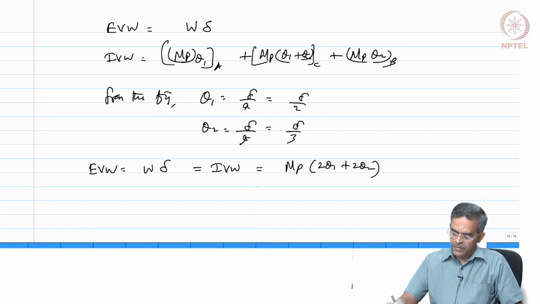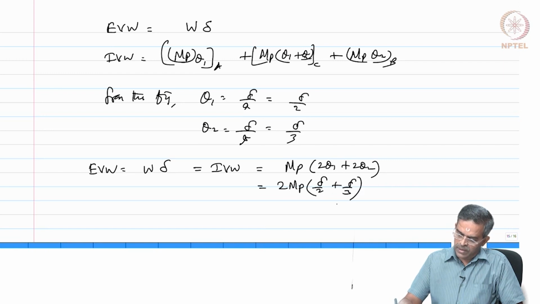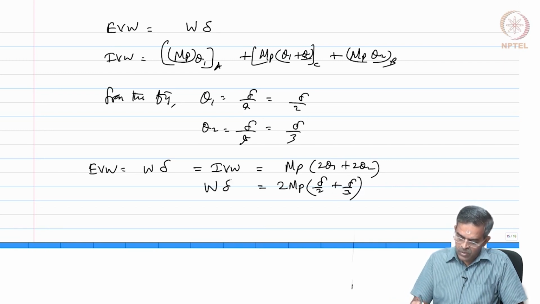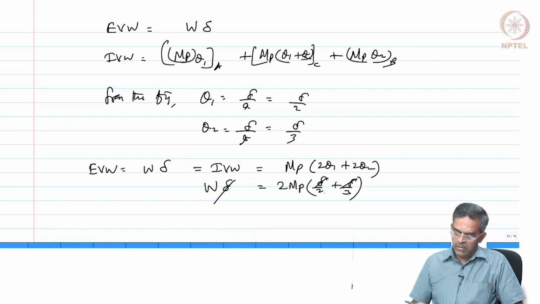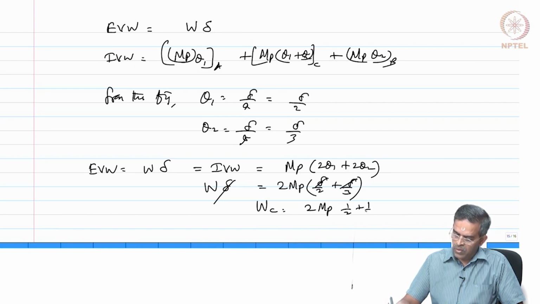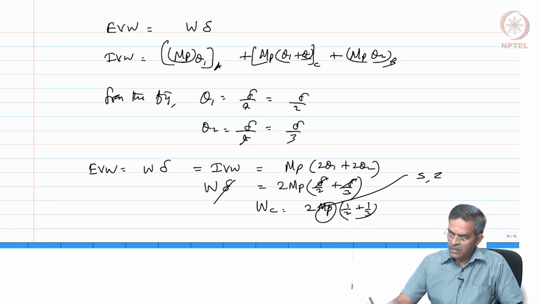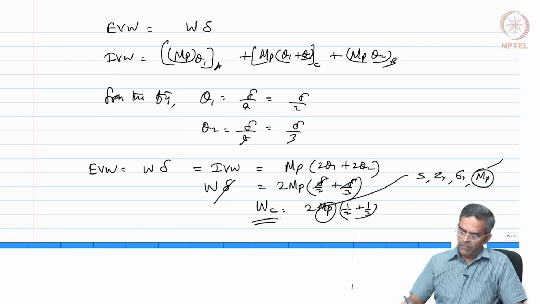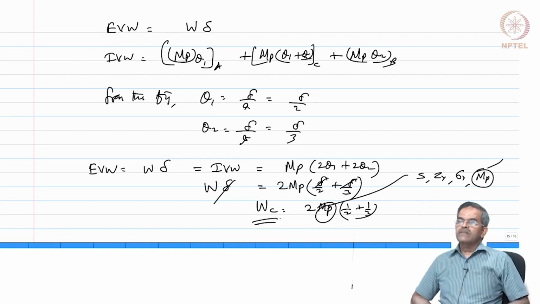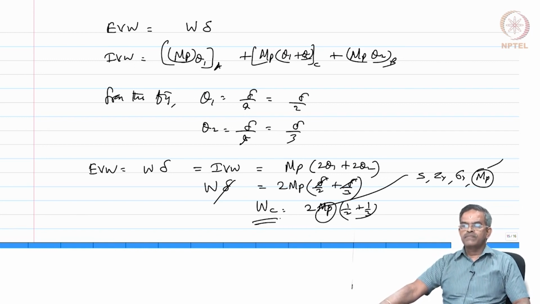Is it not? So, 2 MP times of del by 2 plus del by 3 is W into del. So, del goes away. So, I can find the true collapse load as 2 MP times of 1 by 2 plus 1 by 3 for a given cross section. If I know the shape factor, if I know Zy, I can find MP. So, I can find the collapse load. So, plastic analysis is very simple using these theorems if they are not iterative. Okay.